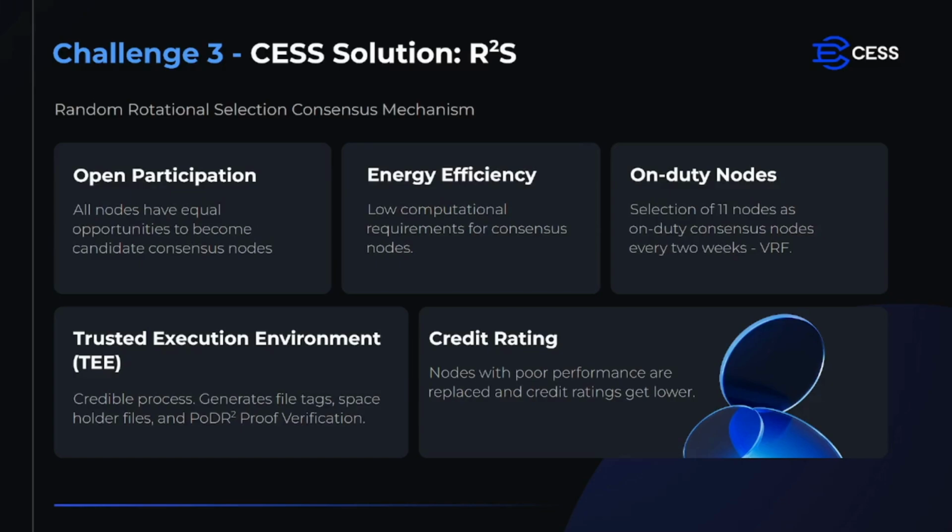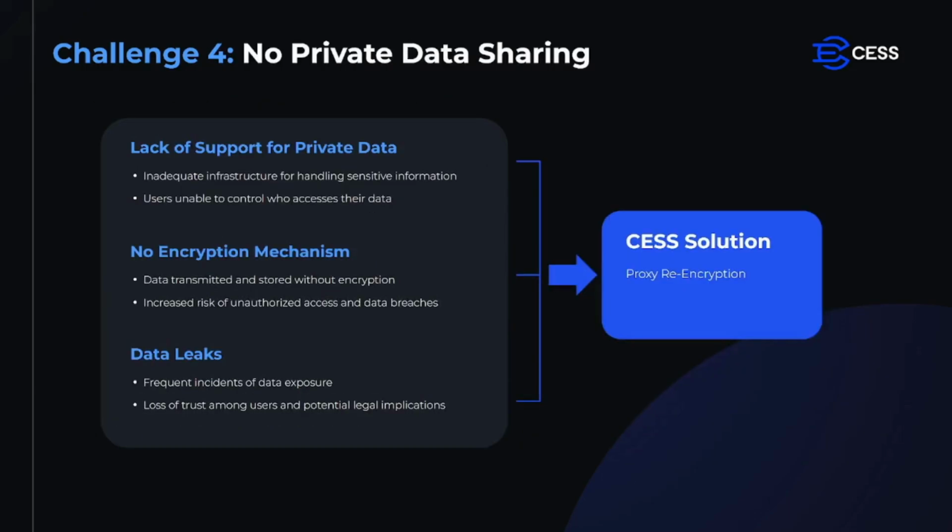In summary, the R2S consensus mechanism effectively addresses several economic and performance challenges faced by blockchain networks. By distributing the consensus workload evenly, reducing transaction costs, and incentivizing nodes through a fair and transparent selection process, random rotational selection contributes to a more scalable, efficient, and sustainable blockchain ecosystem.